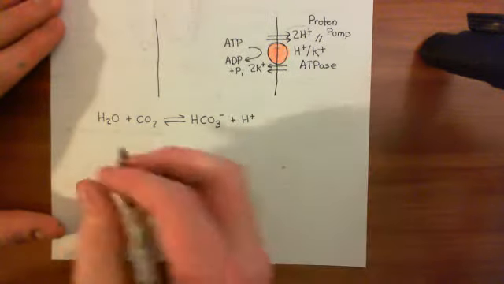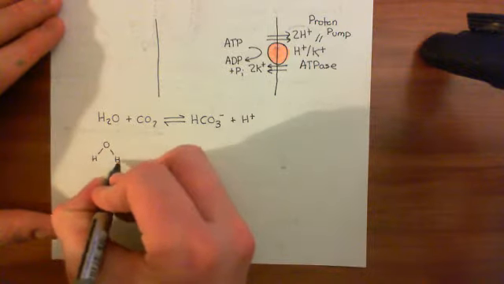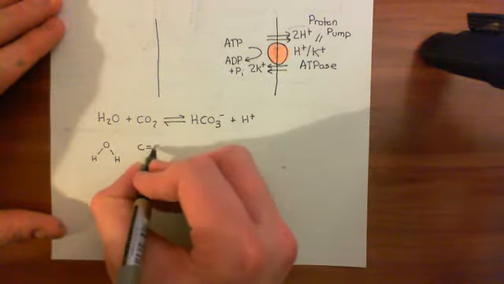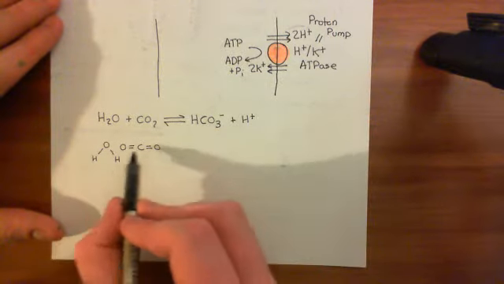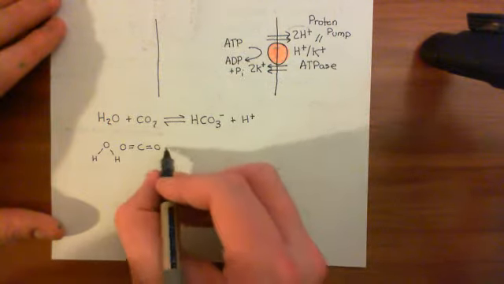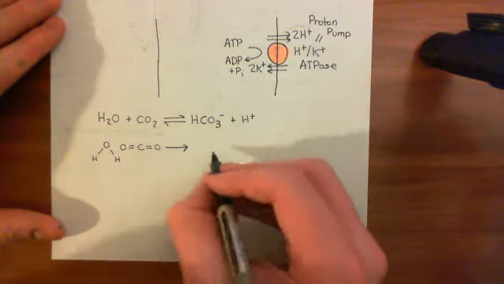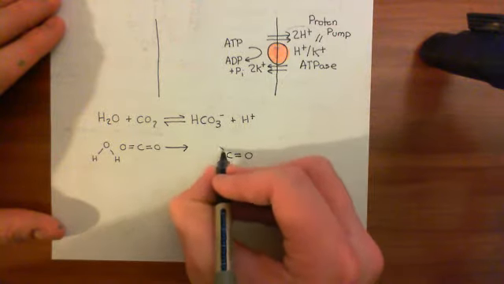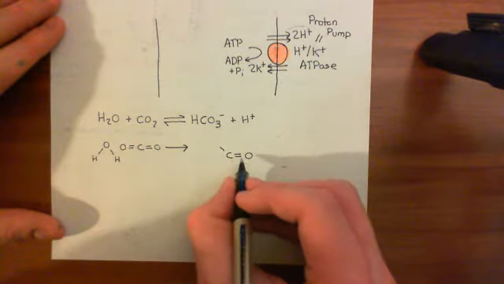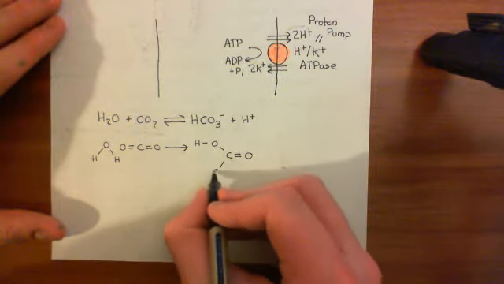So basically, you can combine water and carbon dioxide together. So let me draw out the structures of water and carbon dioxide. So here's the structure of water, here's the structure of carbon dioxide. Basically, you can combine those two together to make carbonic acid. Okay, and we've already seen the structure of carbonic acid. Basically, you have a carbon double bonded to an oxygen, and then you have two alcohol groups coming off.